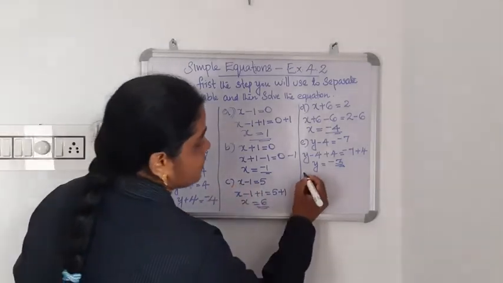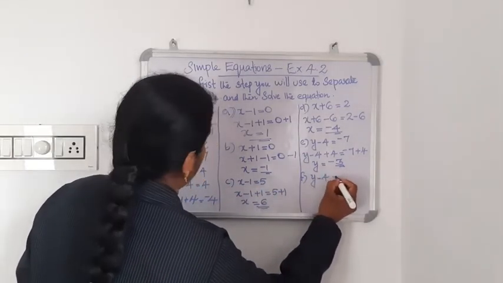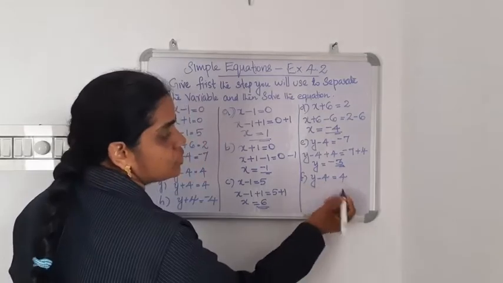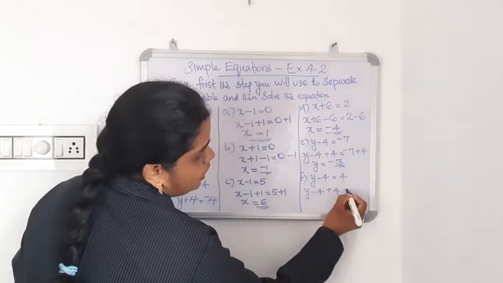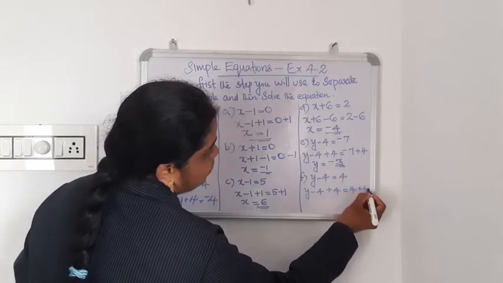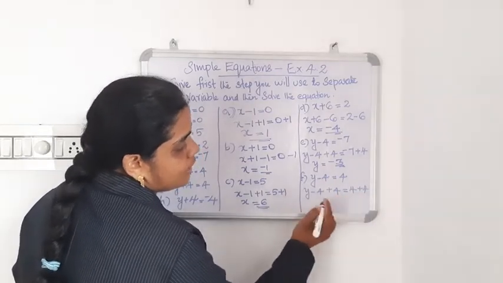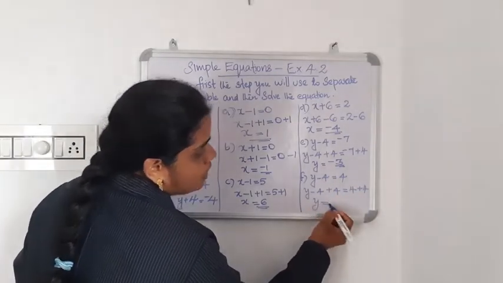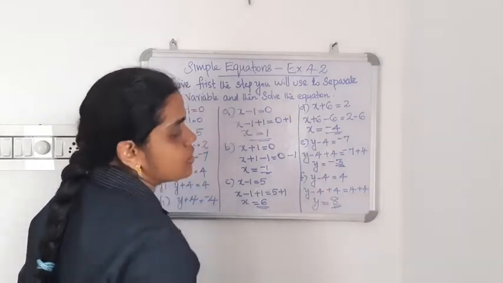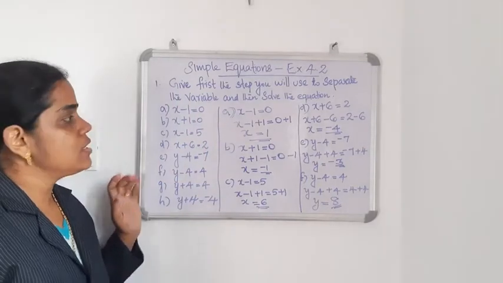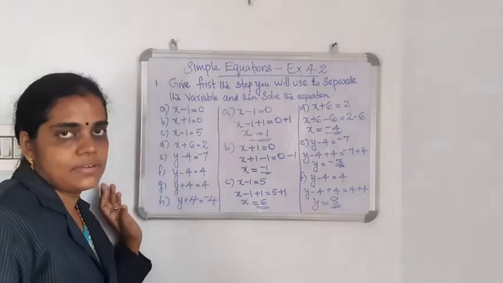Then F question. y minus 4 equal to 4. So the next step, y minus 4 plus 4 equal to 4 plus 4. Here it is minus 4, so we need to add plus 4 on both sides. So here it will become y, and 4 plus 4, all of you know it is 8. So 8 is the solution of the equation. This is the way we do it, that is the first step you will use to separate the variable.